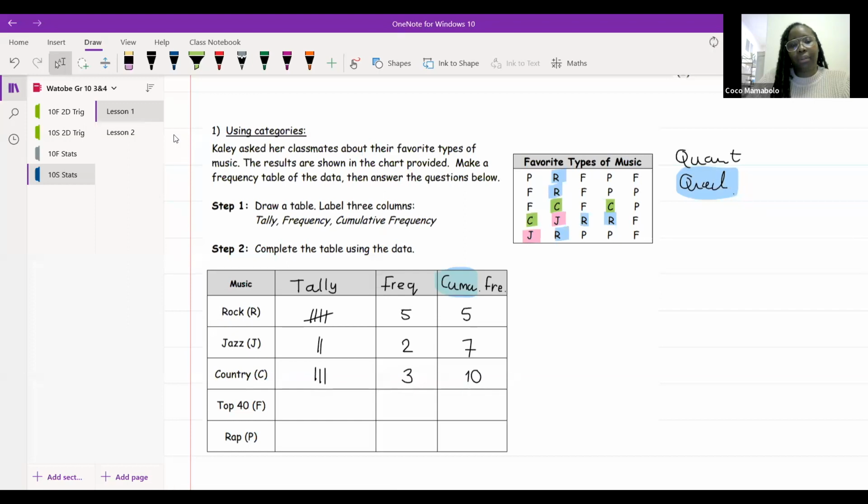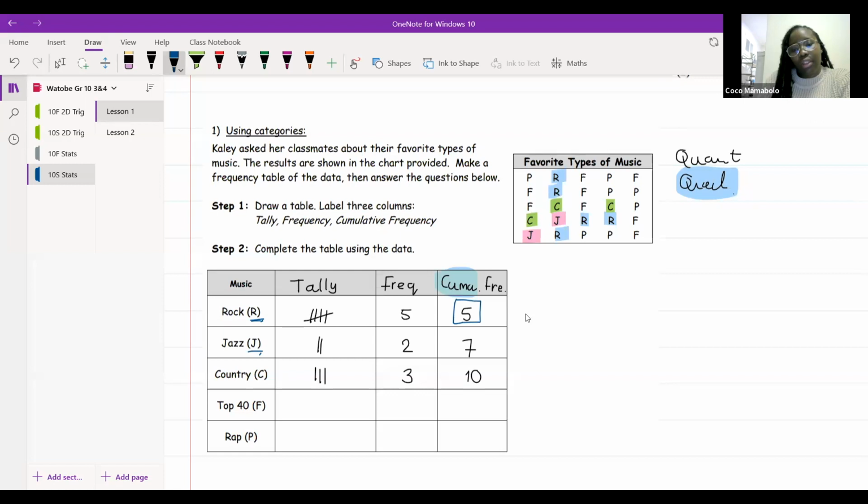Ma'am, I'm kind of lost. Where do you get 7 and 10? Okay, so when you tally up, we're counting how many kids we've already counted. We said that rock has 5, right? So when we've counted, we've only counted 5 of them. But if we put rock and jazz together, how many kids have we counted?